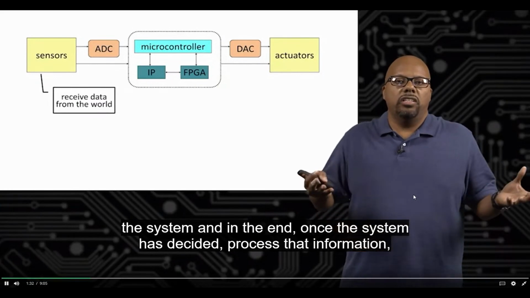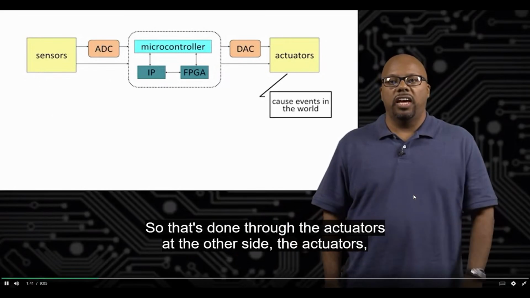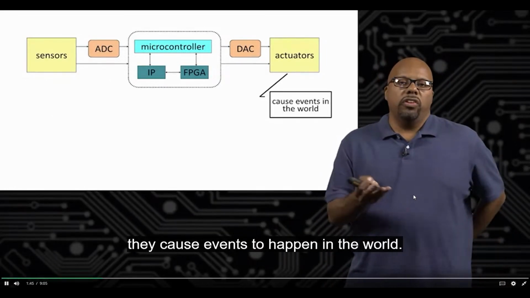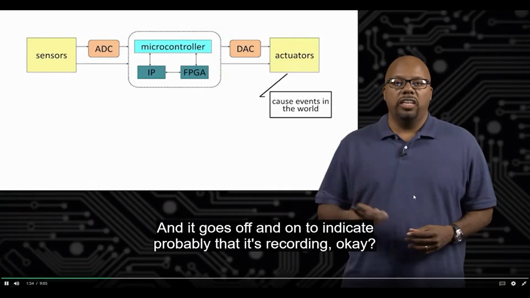In the end, once the system has processed that information and decided what to do with it, it needs to cause some effect to happen in the outside world. That's done through the actuators, the other side. The actuators cause events to happen in the real world. Those might be something like an LED, a light. There's a light flashing in front of me. That LED is an output actuator, and it goes off and on to indicate probably that there's recording.